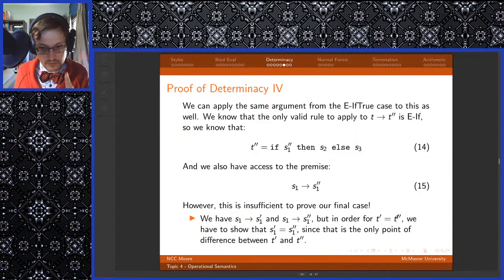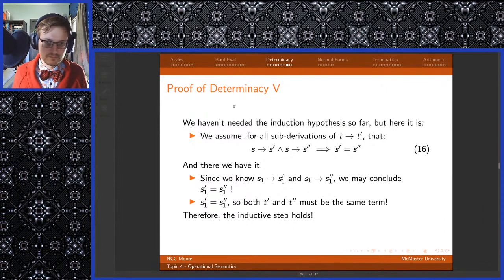In order for t prime to be equal to t double prime, we have to show that s1 prime is equal to s1 double prime, since that is the only point of difference between t prime and t double prime. We haven't needed the induction hypothesis so far, but here it is. We assume for all subderivations of t becomes t prime, that s becoming s prime and s becoming s double prime implies that s prime is equal to s double prime. And there we have it. Since we know that s1 becomes s1 prime and s1 becomes s1 double prime, we may conclude that s1 prime is equal to s1 double prime.